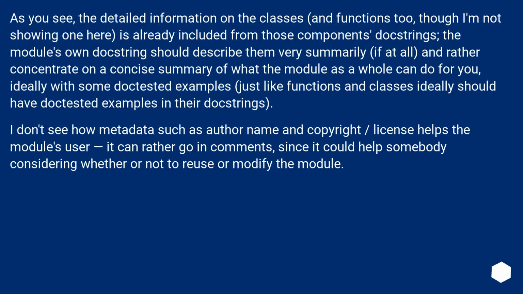As you see, the detailed information on the classes, and functions too, though I'm not showing one here, is already included from those components' docstrings. The module's own docstring should describe them very summarily, if at all, and rather concentrate on a concise summary of what the module as a whole can do for you, ideally with some doc-tested examples, just like functions and classes ideally should have doc-tested examples in their docstrings. I don't see how metadata such as author name and copyright license helps the module's user. It can rather go in comments, since it could help somebody considering whether or not to reuse or modify the module.